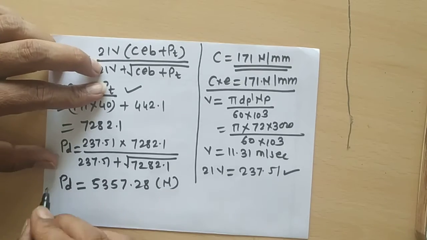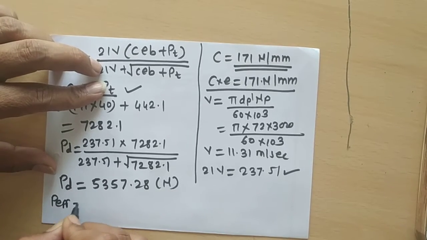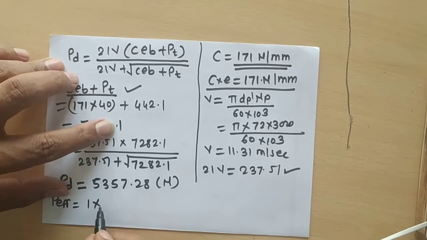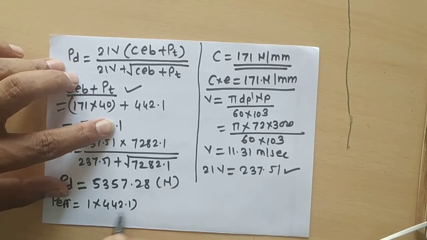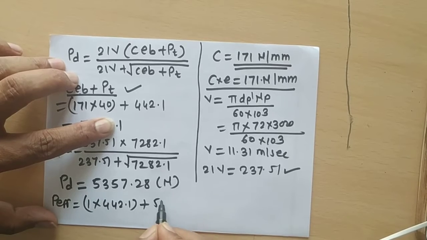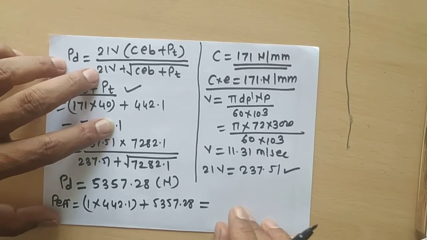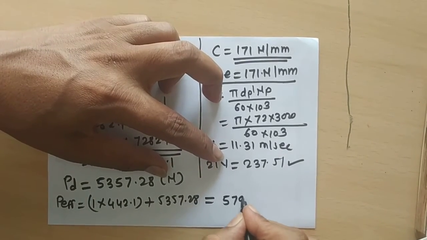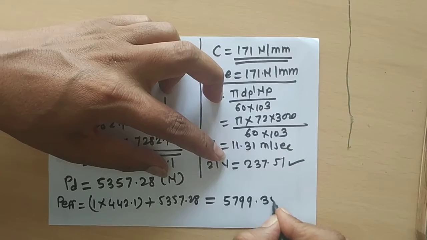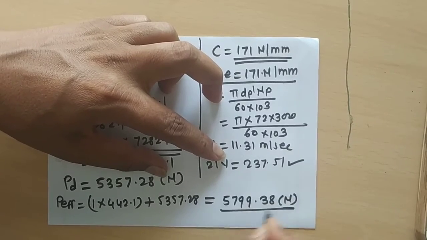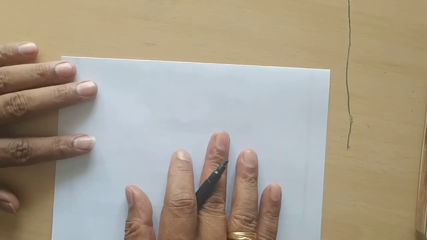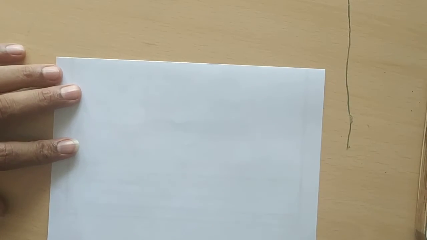Now find out effective load. P effective is equal to CS into PT, where CS is 1. We already found PT, 442.1, plus PD. PD is 537.28. By using this you have to find out the value of effective load. Calculate this. It is 5799.38 Newton. We have found the value of SB, SW and effective load.